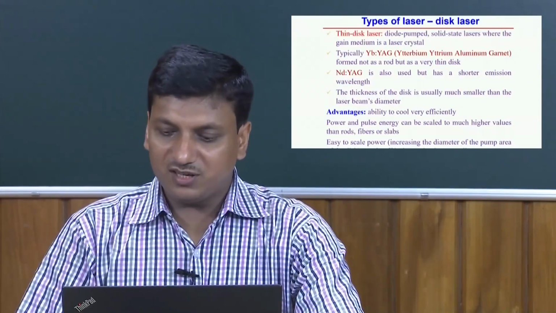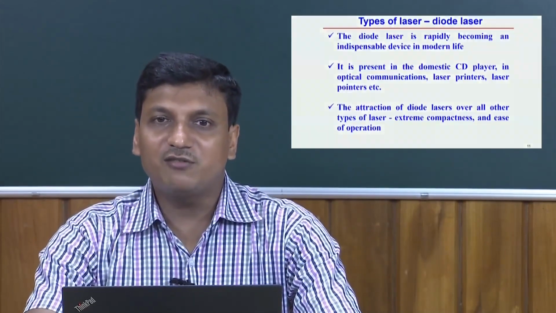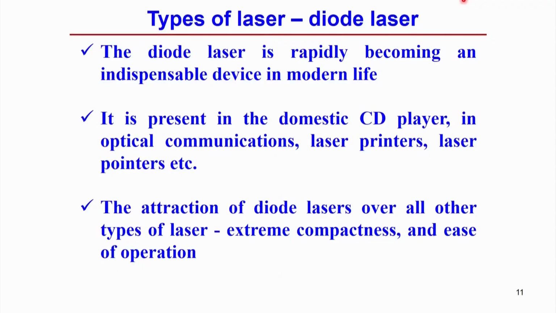Apart from the disc laser, another type of laser is the diode laser. Nowadays it can be used readily. We can see the application of the diode laser in several domestic devices such as CD players, optical communication, laser printers, and laser pointers.